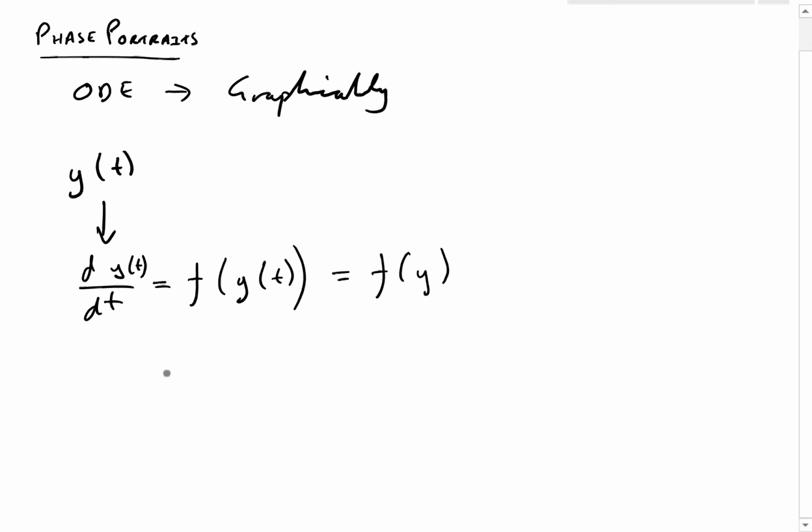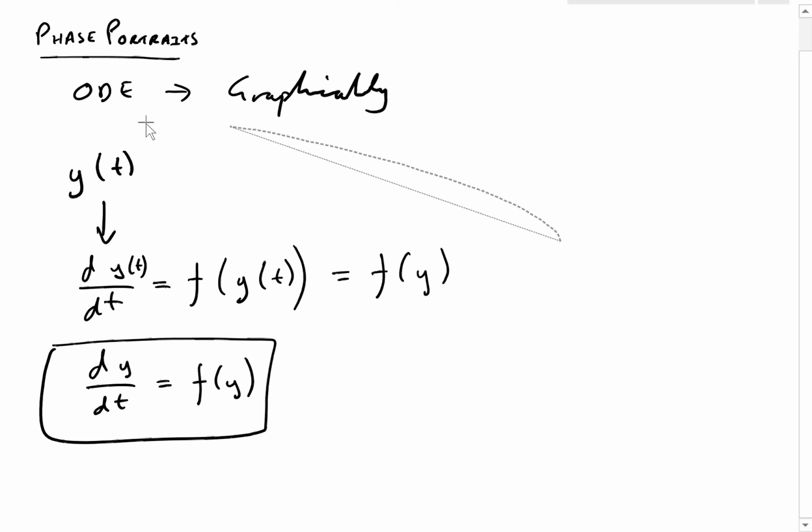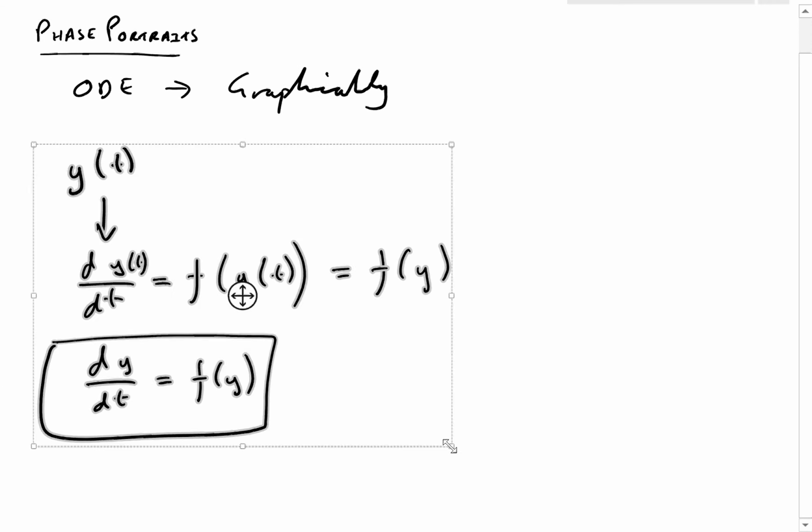So essentially what I've got is dy by dt. This is an ODE: dy by dt equals f of y. And I've basically now set up an ODE. So this is all I'm considering now: dy by dt equals f of y.